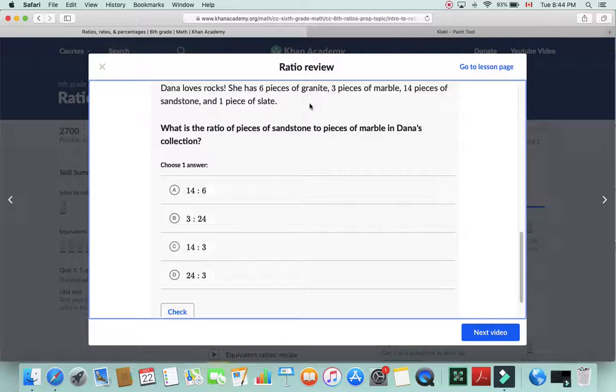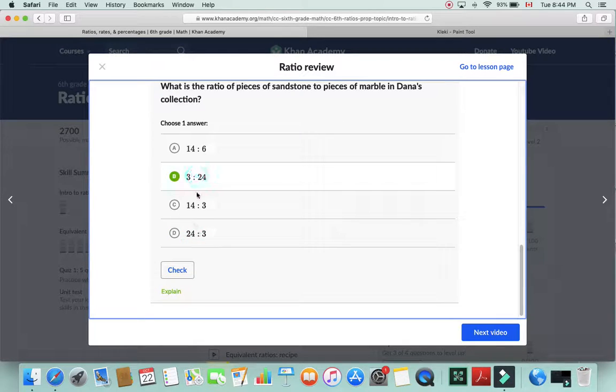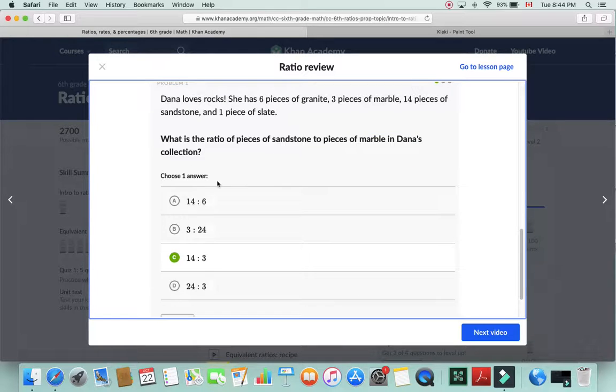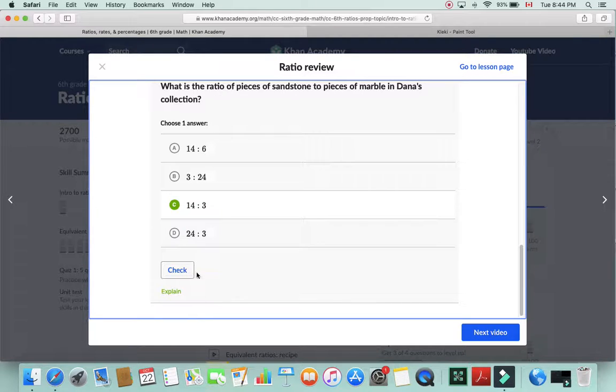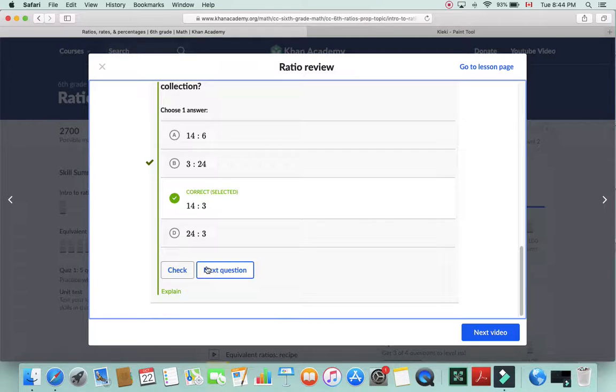Okay, first things first. How many pieces of sandstone does Dana have? Well, it says right here she has 14 pieces of sandstone. So that's 14. So these answers are wrong. It's one of these, A or C. We can cross out B and D. The second one: how many pieces of marble are there? And there are 3 pieces of marble. So it's this one. So that's the answer. Check. Correct. Let's go.